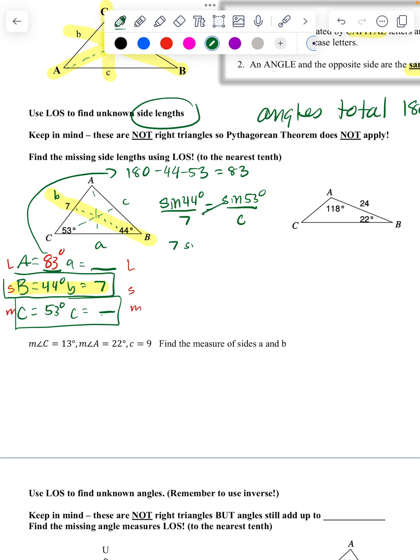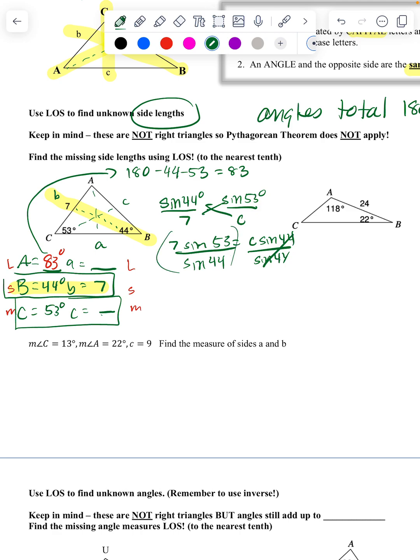So this has to be sine 7 times the sine of 53 equals C times the sine of 44. But since we're trying to find C, we're going to end up dividing by the sine of 44. So on this side, it just cancels out. If you can go straight to this and are comfortable with that, great.